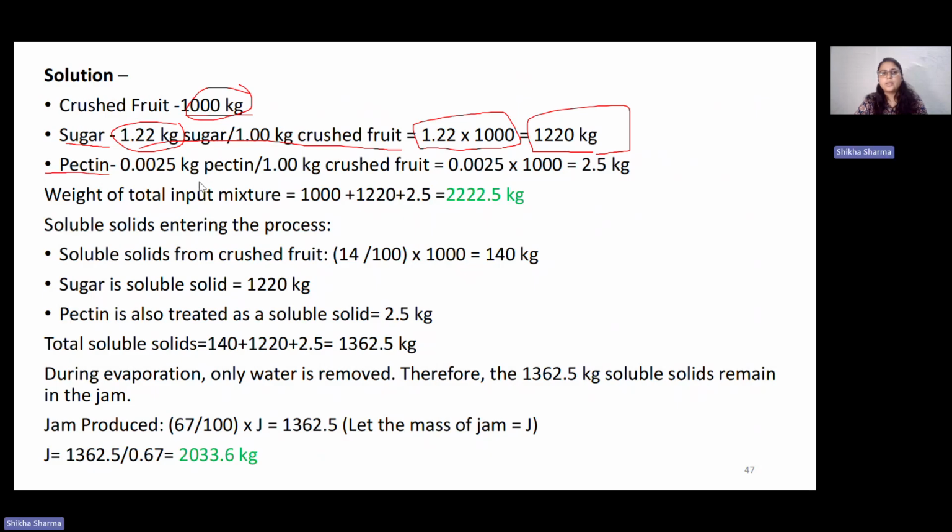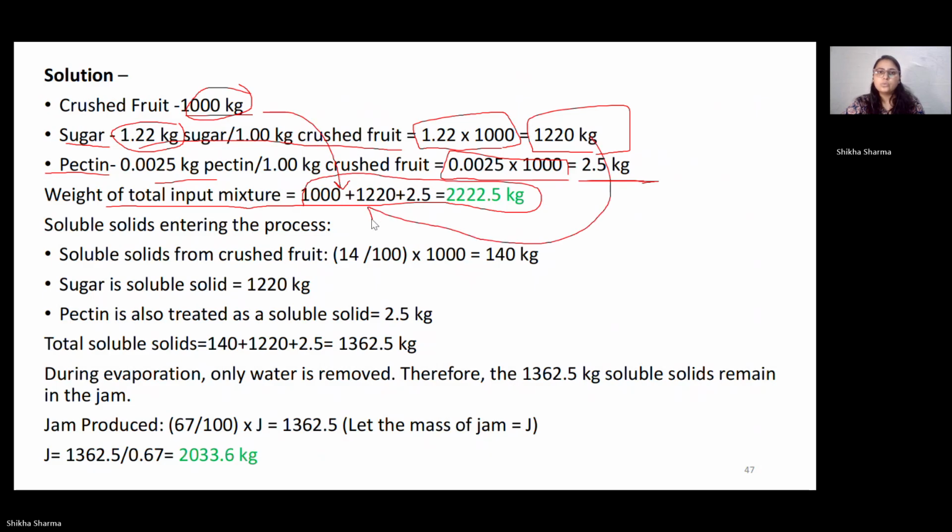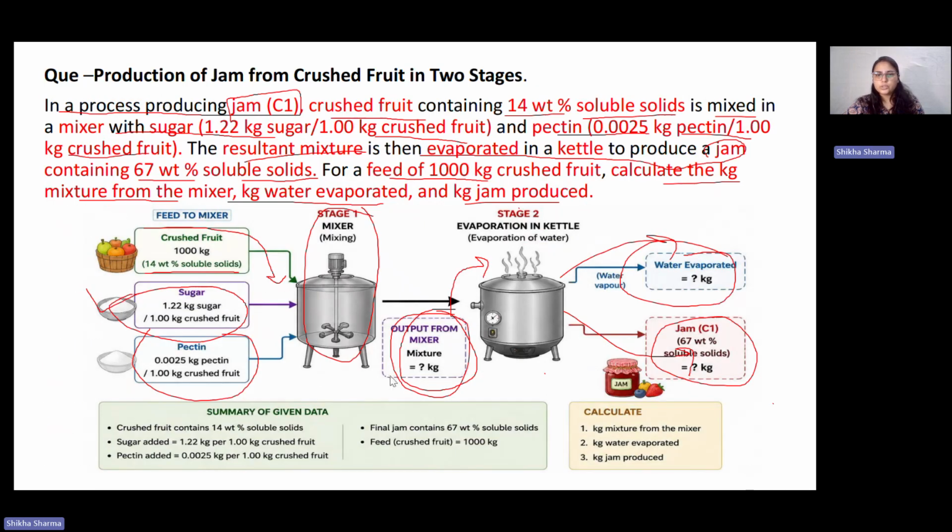Then how much pectin are we adding? 0.0025 kg pectin in 1 kg of the crushed fruit. So for 1000 kg of crushed fruit, we add 0.0025 into 1000, which is 2.5 kg of pectin in the mixture. So the total weight of the input in the mixture is 1000 of crushed fruits, then 1220 is the sugar and 2.5 is the pectin, which equals 2222.5 kg total weight of the input mixture. So this is the weight of the input mixture.